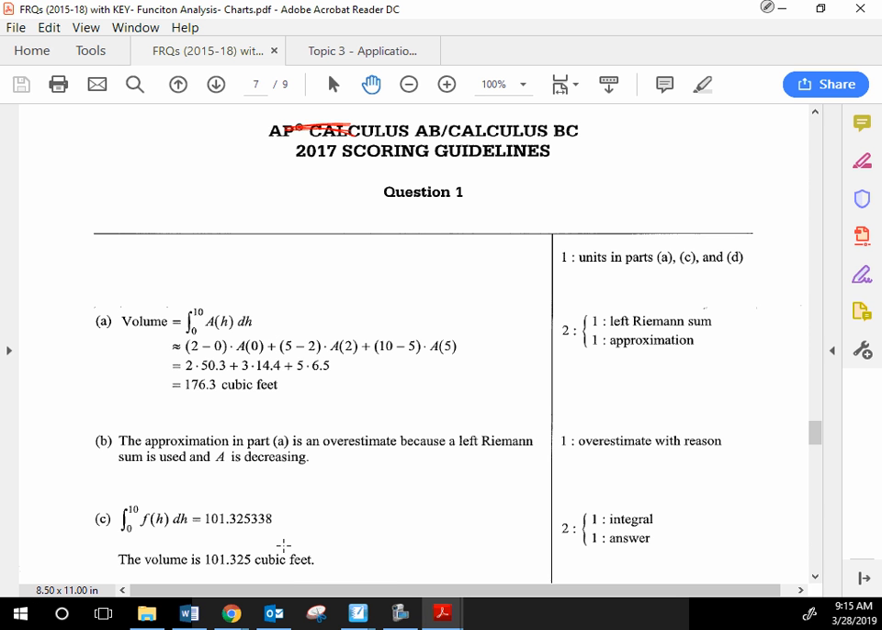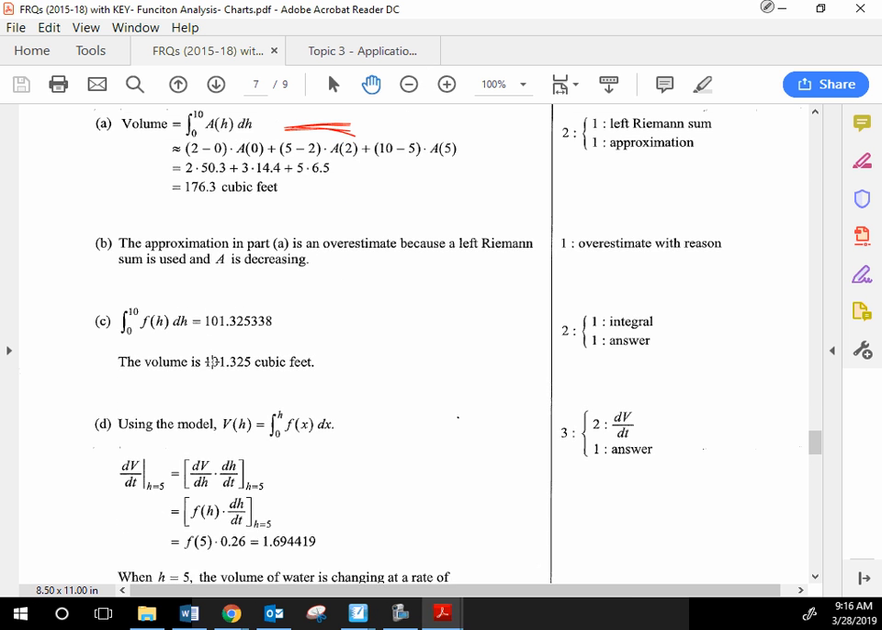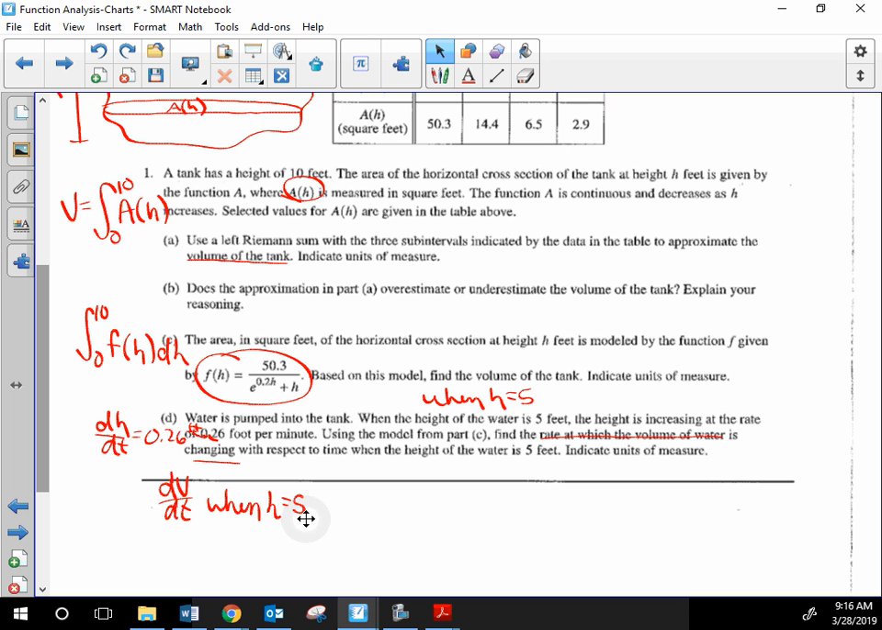Notice that there is a point for having your units in part A, part C, and part D. So check, did you use your units for A, C, and D? If so, you get that point. If you missed your units in any of those parts, you lose that point. Notice too that it tells you to use units of measure. So specifically when they tell you must use it, there will be points assigned to it.